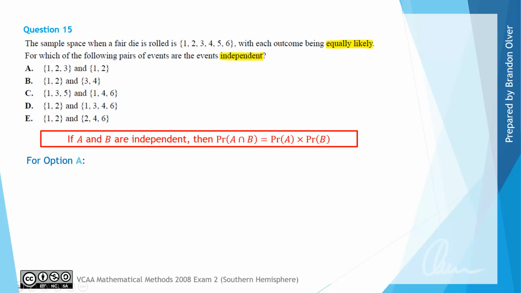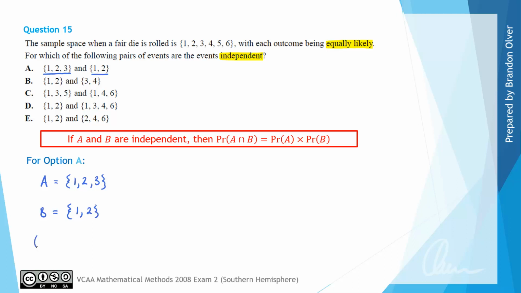So for option A, this is how we're going to work through it. I'm actually going to let the set A equal, in squiggly brackets, the 1, 2, and 3. So that's just that first set that's listed. Set B I'm going to have as being the list of 1, 2. So that was the second one given in option A.